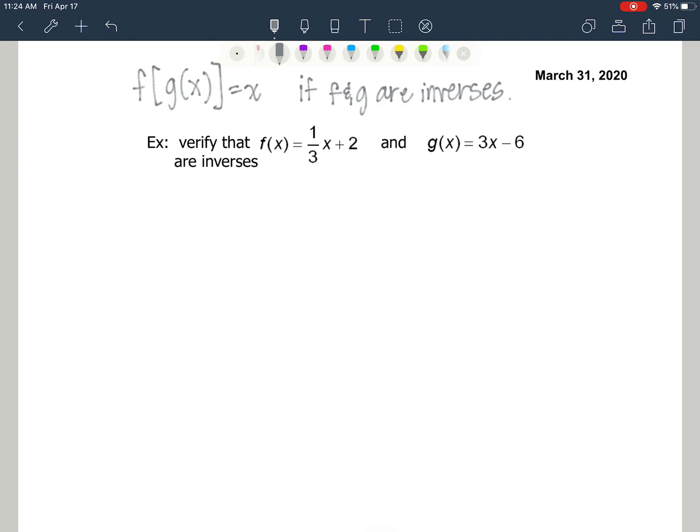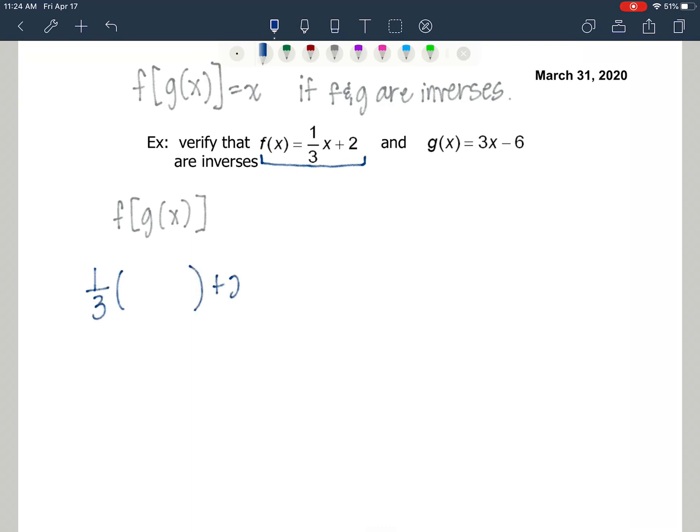So first I'm going to find f of g of x. So I'm going to rewrite the f function. I'm going to do that in blue. Here's the f function right here. It's 1/3 x plus 2. And the g of x is going to be the red function. So everywhere I see an x in the f function, I'm going to put the expression 3x minus 6 in its place. So now I'm putting g of x into the function f.